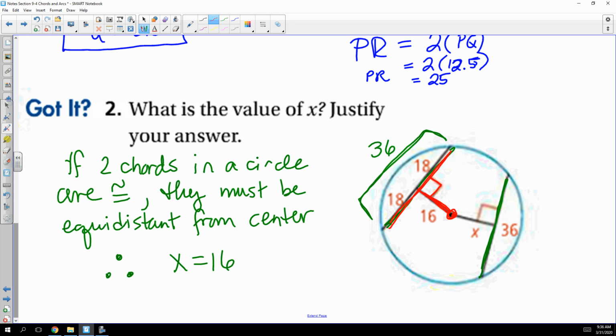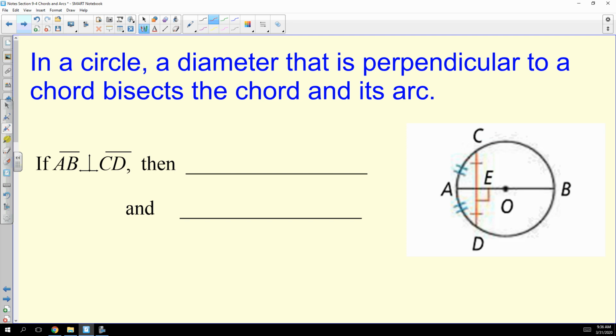I know that's not super stressful just yet, but there's going to be a couple others where it gets a little more complicated. So another theorem is that in a circle, a diameter that is perpendicular to a chord bisects the chord and its arc. So where's the diameter in this picture? We're going to notice that the diameter is right here.